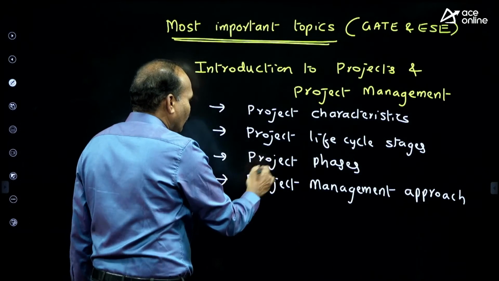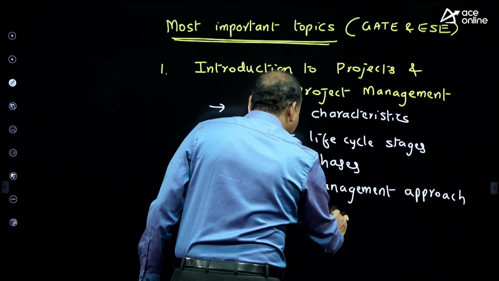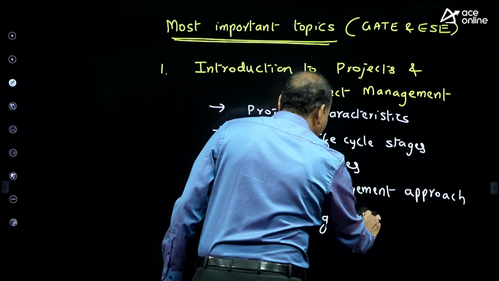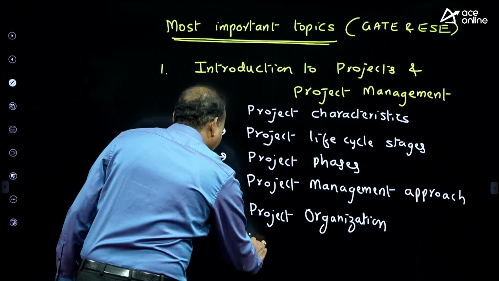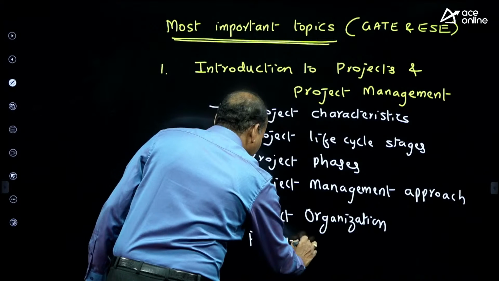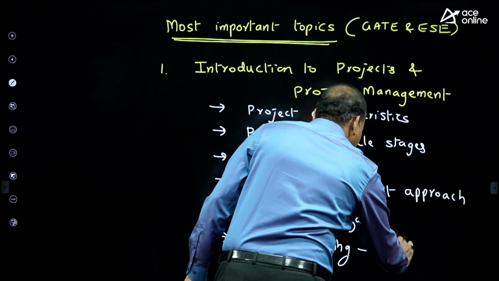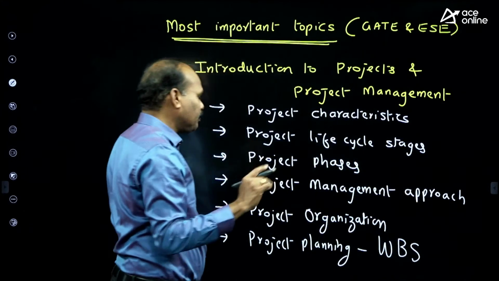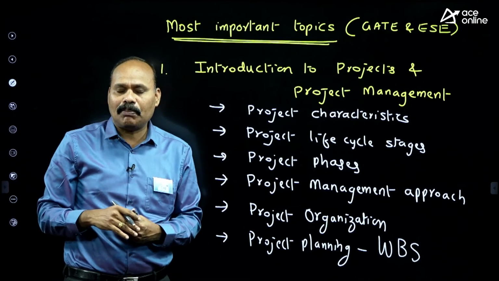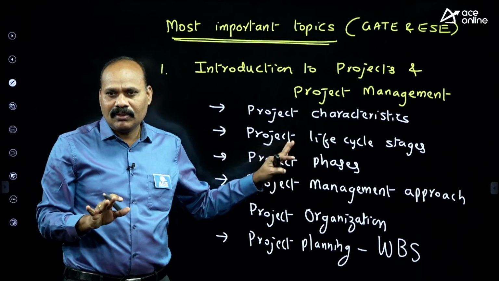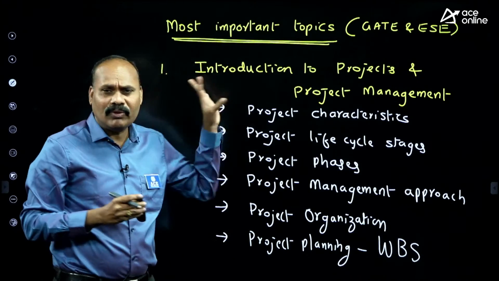Next, we have to cover project organization. Next, project planning. Under project planning, the most important thing is WBS, work breakdown structure. So these things we have to cover under the first chapter. So in chapter 1, we should not miss any of these headings. At least you have to cover these things.